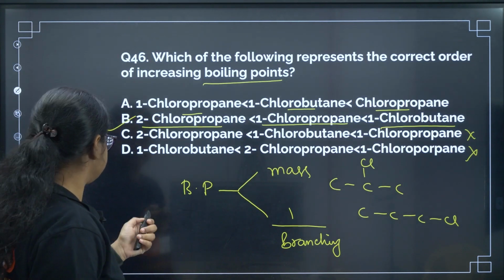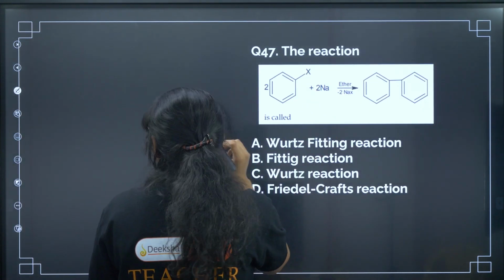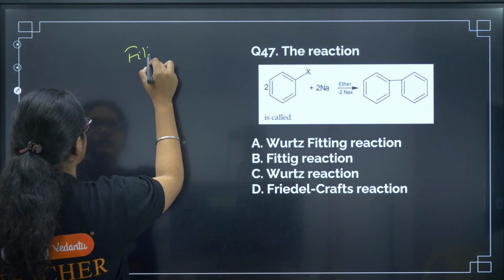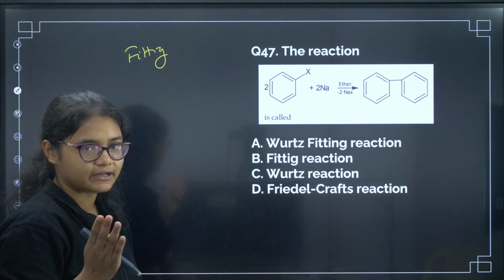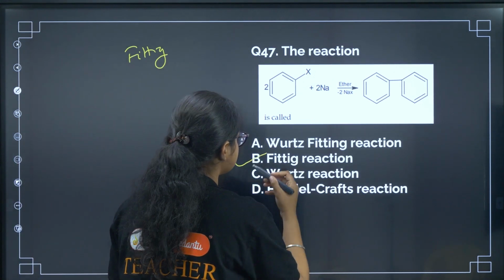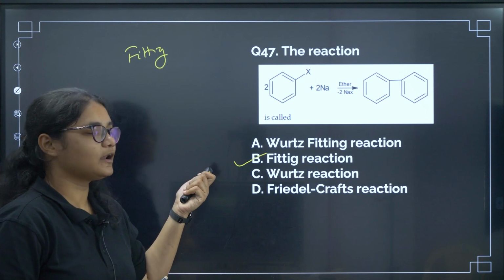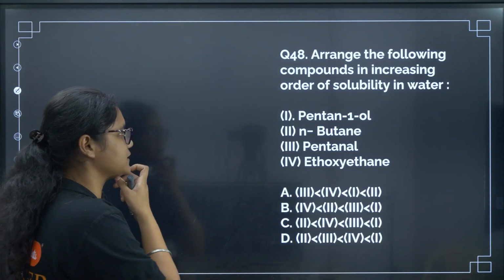Okay, next. The reaction is given to you, this is again a name reaction. Wurtz reaction and Fittig reaction we know, and we have Wurtz-Fittig reaction. So the name of this reaction is Fittig reaction, option number B. Direct name reactions are asked, so please revise all the name reactions.